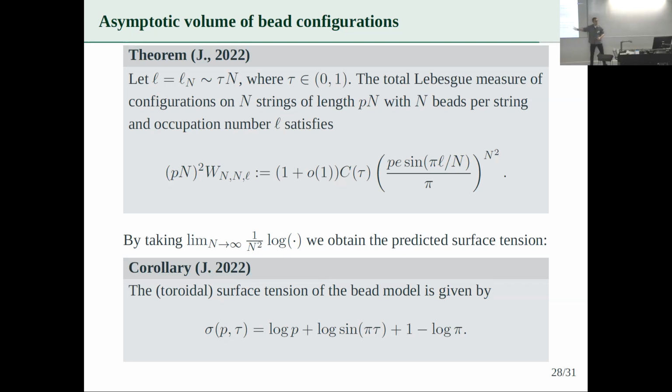And taking these very rough 1 over n squared logarithmic asymptotics, we obtain this surface tension that was conjectured by Shlyakhtenko and Tao. The surface tension of the bead model, where there's an average gap of p between consecutive beads, and there's an average tilt of tau to the configuration. This surface tension characterizes the amount of space per bead in some suitable sense.